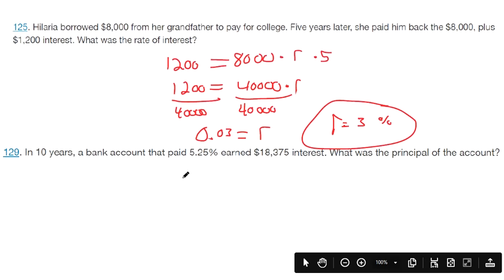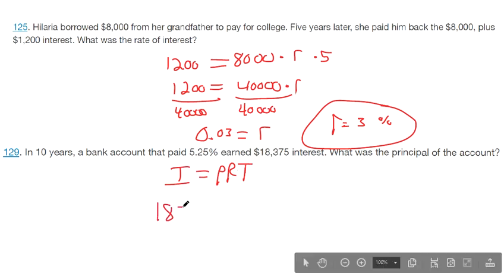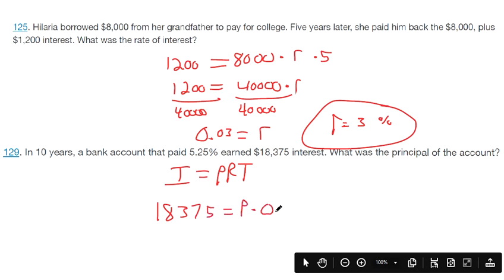And then in 10 years, so I equals PRT for these questions. I use capital R, I don't know why. 10 years, a bank account that paid 5.25% earned $18,375 in interest. Holy cannolis. We don't know what the principal is, but we know the rate as a decimal. Oops, yeah, that's right, 0.0525. And we know the time is 10 years.